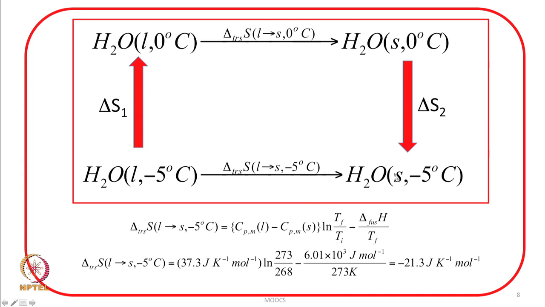We calculated delta S2, which is also Cp log T final over T initial, and this was simply a phase transition. For the phase transition, the entropy change is equal to enthalpy divided by the transition temperature. So, from these considerations, we got the entropy of this phase transition, liquid to solid at minus 5 degrees Celsius, as minus 21.3 joules per Kelvin per mole. And as liquid is forming solid, it is expected that the value should be negative, the entropy decreases.